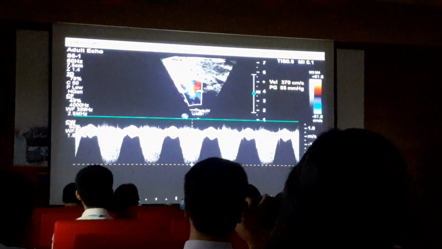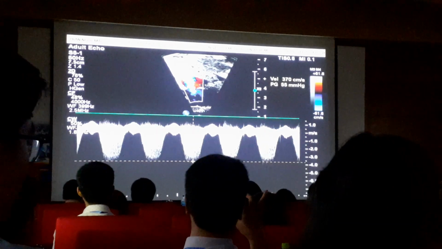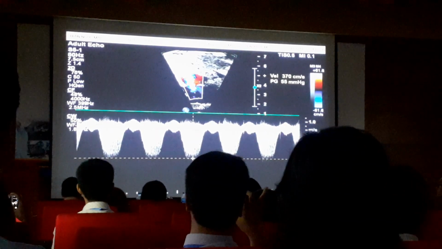The fetus seems to be tolerating it well because the other venous Dopplers were all normal.